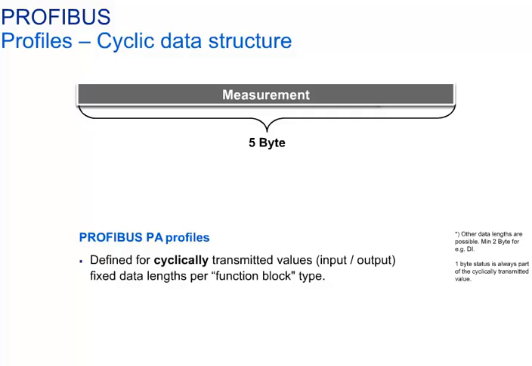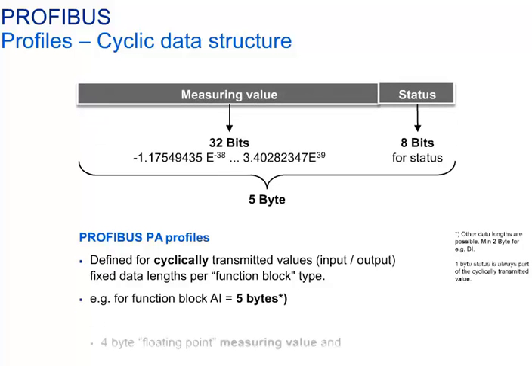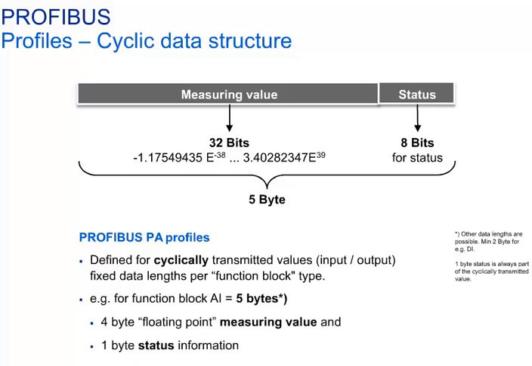The Profibus profile data structure for cyclically transmitted values has a data length of 5 bytes. These 5 bytes are composed of 4 bytes of measuring value information and 1 byte of status information. The 4-byte floating point measuring value has a high precision due to its high 32-bit resolution.